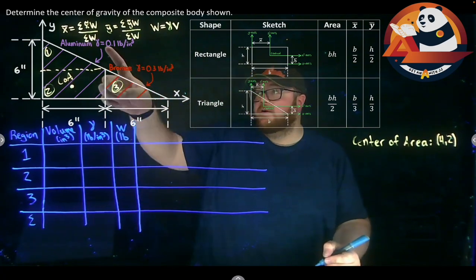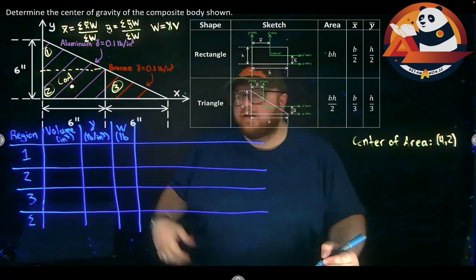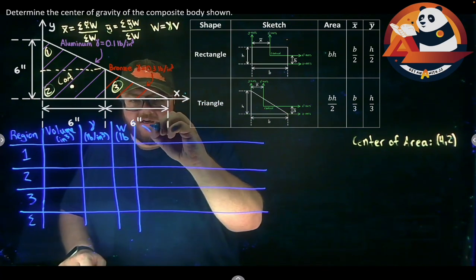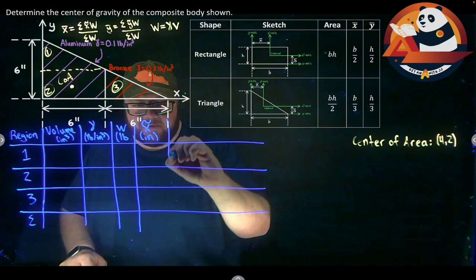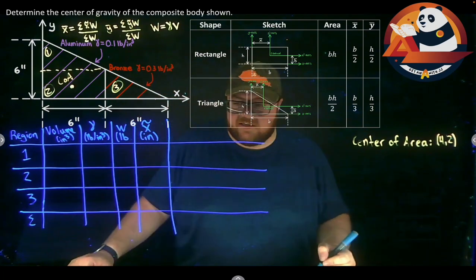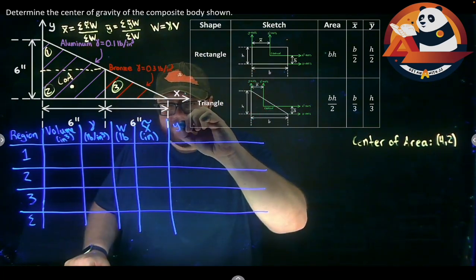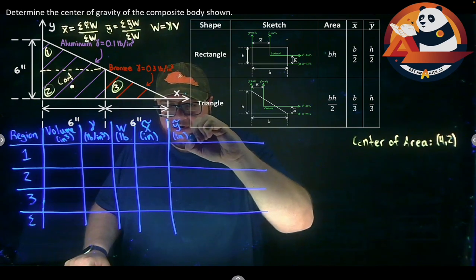And then from there, what else do I need? Well, I have x tilde, y tilde. Let's get a column for each of those. X tilde, this is the distance to the centroid of each individual piece. So put that in there in inches. And Y tilde, also in inches.